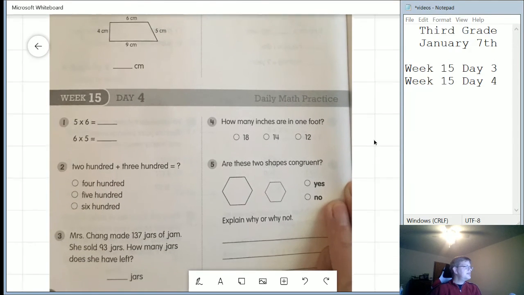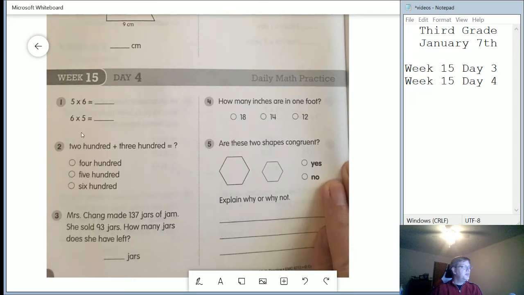For day 4, we're looking at multiplication again, addition, subtraction. How many inches are there in a foot? We'll see what you remember for that. And then are these shapes identical to each other, yes or no? And you can explain why or why not.